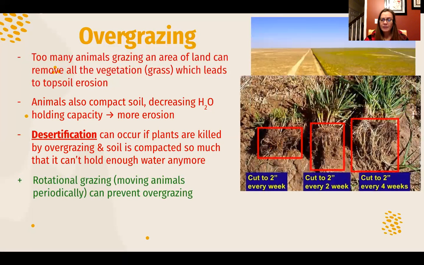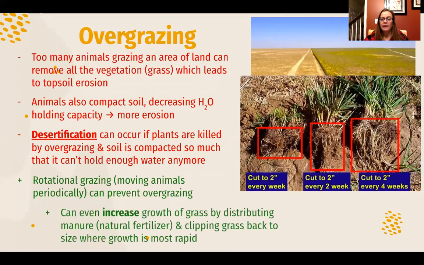This can be prevented by rotational grazing. So if the animals are moved periodically, then they can actually be, as we talked about in sustainable agriculture, good for the grass. They can increase its growth because they are distributing that natural fertilizer, that manure. They are clipping the grass back to a size where it grows really rapidly, and it has nice, strong root systems that help to prevent the erosion and allow the grass to access water that is deeper in the soil as well.